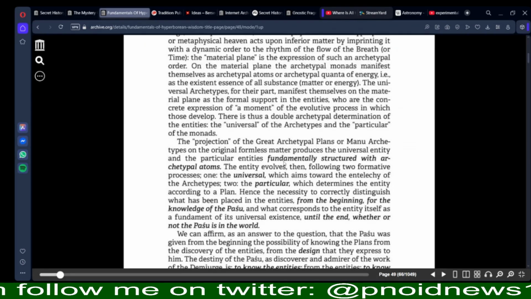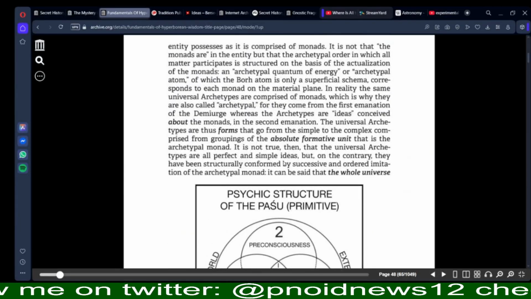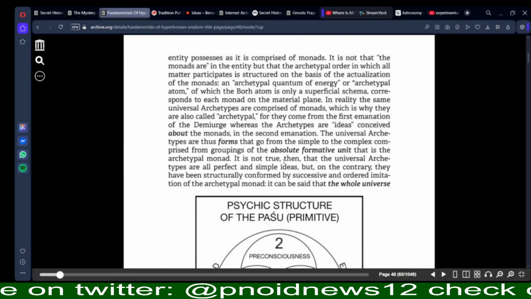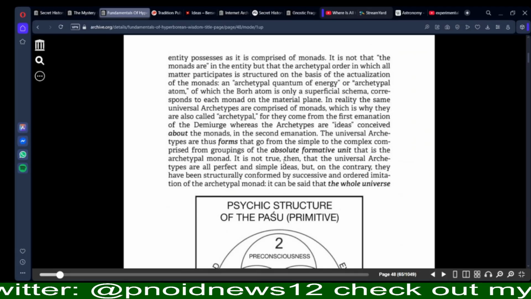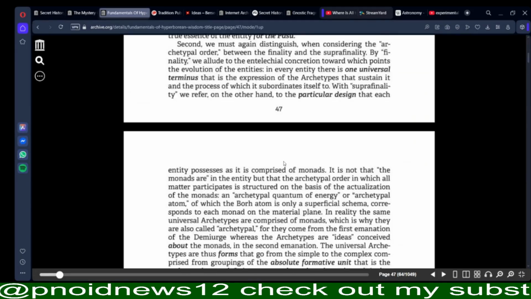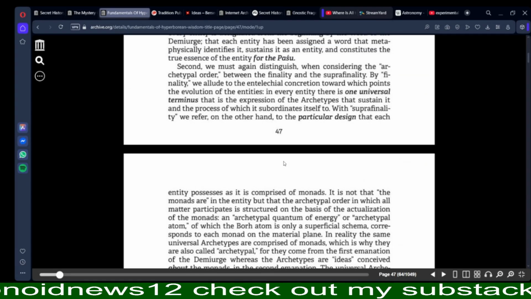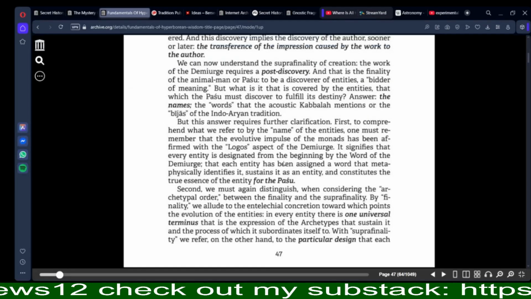Now, let's see if I can find some reading here, because this is some interesting stuff, because it applies to the Pasu, or what we would say is the non-white, the furthest thing away from the white gods. Okay, so let's see here. Let's back up.